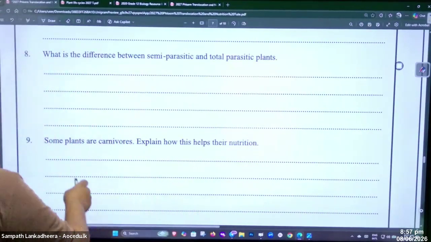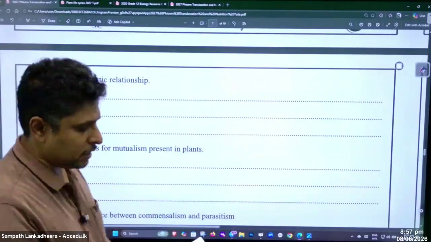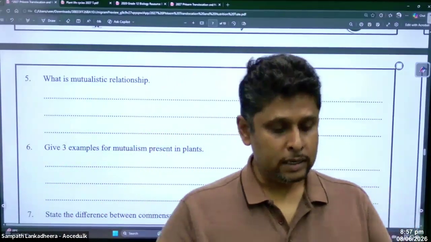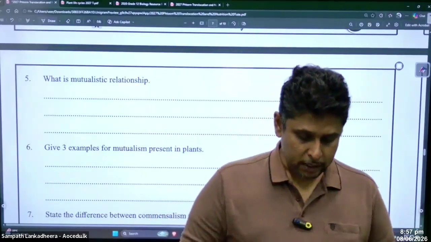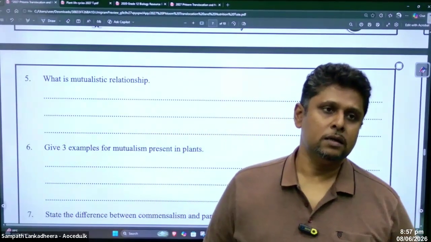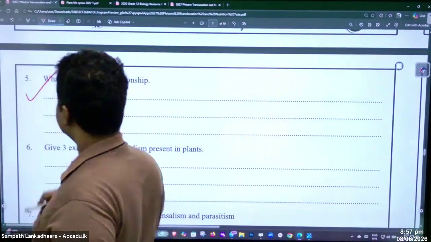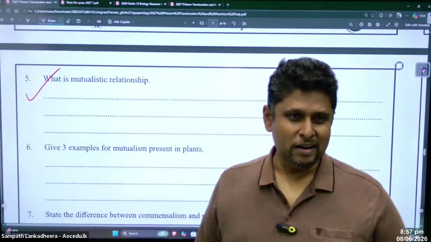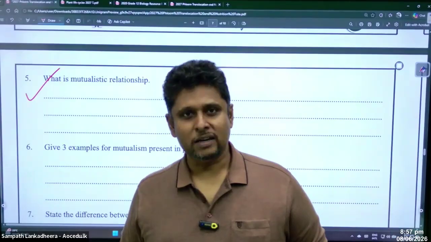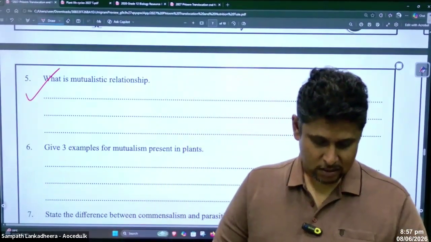Right, question number 5. What is mutualistic relationship? Symbiotic relationship in which both parties are benefited. Clear? Symbiotic relationship in which both parties are benefited.